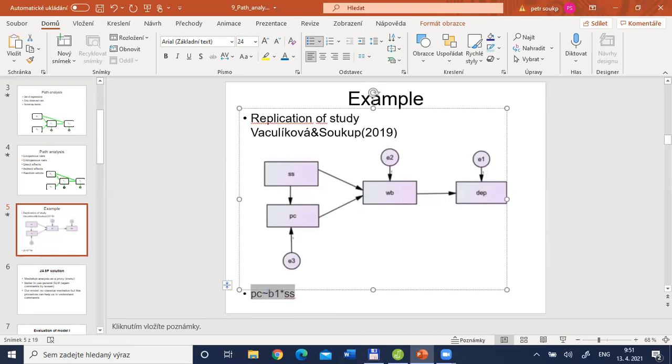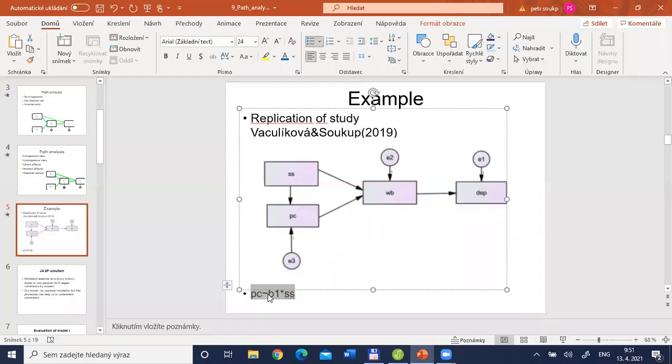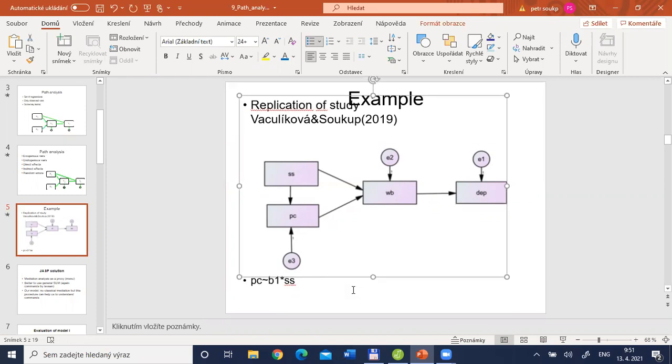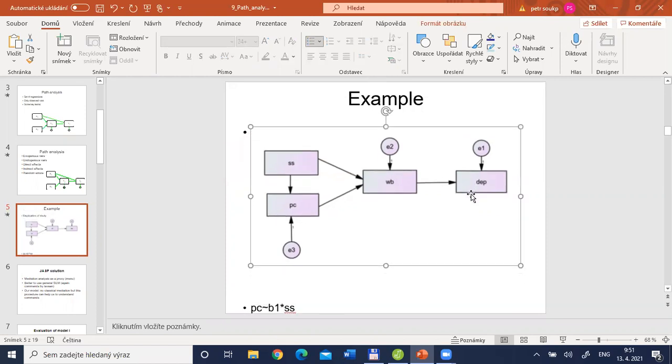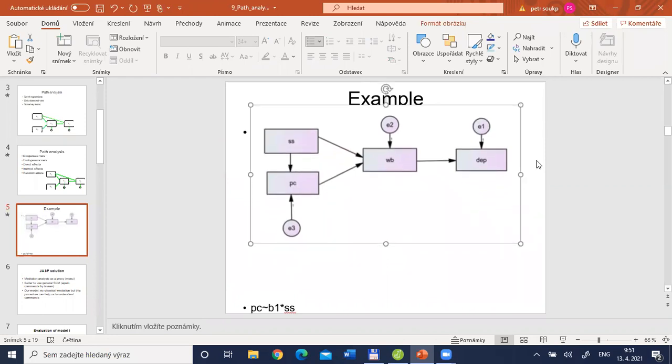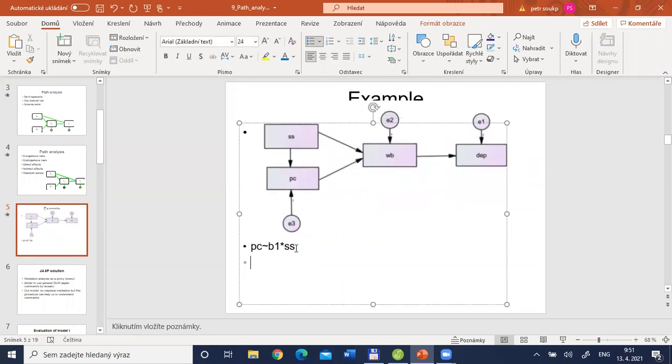So I would copy this equation here. So this is the first part. It means that this regression coefficient is called B1. Let's go to the next. Maybe I will slightly move up, sorry, not this frame, but the picture, if it would be possible. Okay, so we would move it to have an option to write more equations. So this is PC tilde B1 multiplied by SS. So what would be the second equation? Can somebody help me?